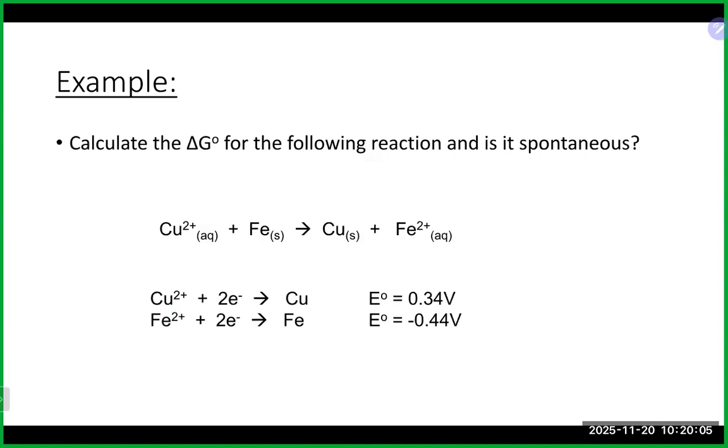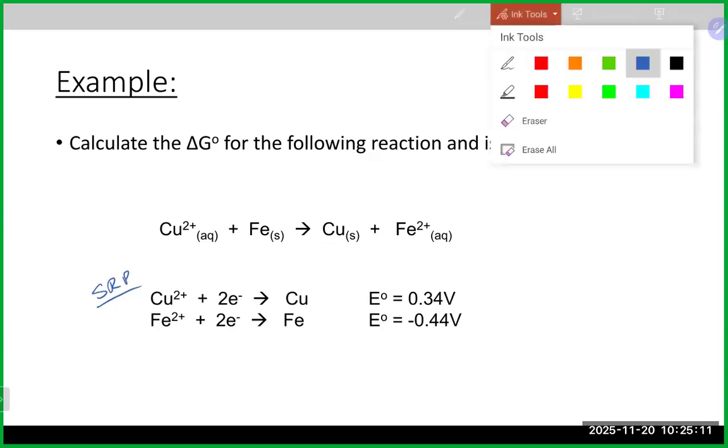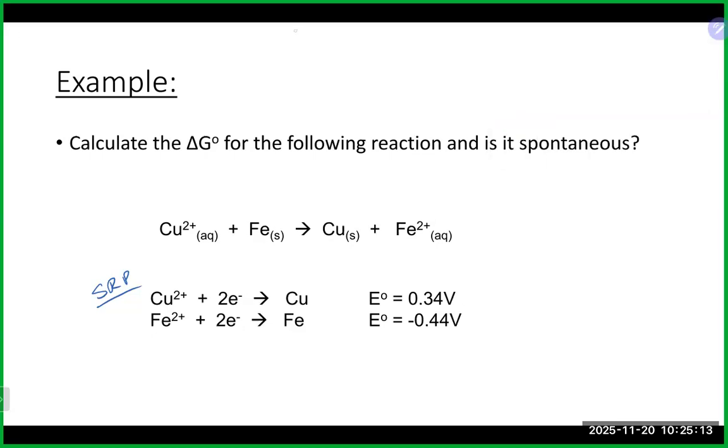All right, so why don't you give this a go? Let's calculate the delta G for this reaction. Here's some SRP values down here. So obviously we are calculating the delta G, so might as well use that equation. Seems good. All right. So we do need to calculate the E of the cell.